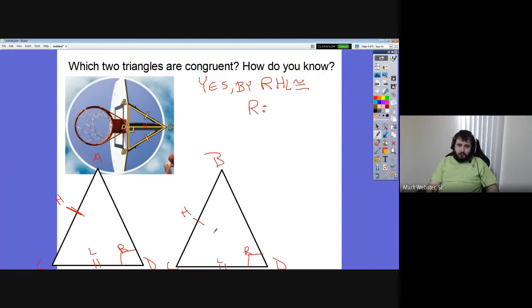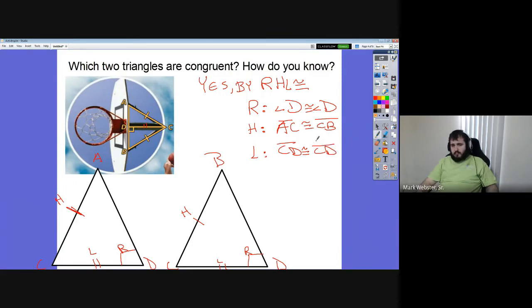And again, because I split them up, it's cool for me to just call this angle angle D, right? Here's my right angle pair. My hypotenuse pair is side AC and side CB. And finally, the leg pair, CD and CD, right? Okay, so that's all.